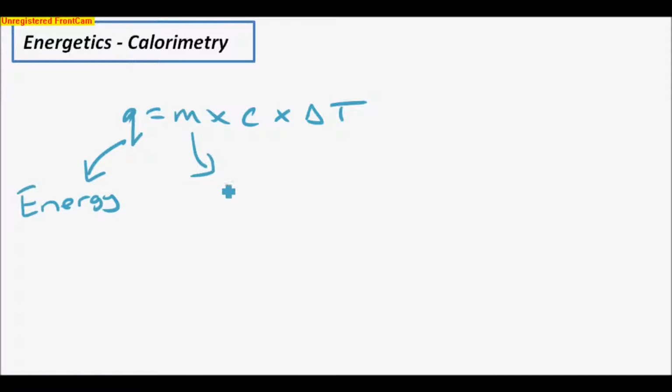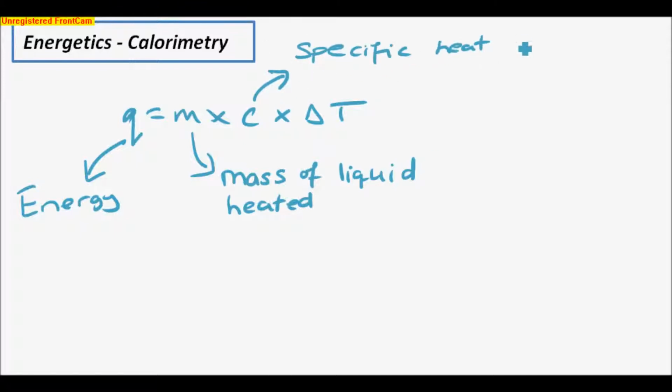M represents the mass of the liquid being heated. This is often water. C represents the specific heat capacity. And because it's normally water, we normally see it as a constant value of 4.18. The units I'll tell you in a second. And finally, we have the change in temperature.